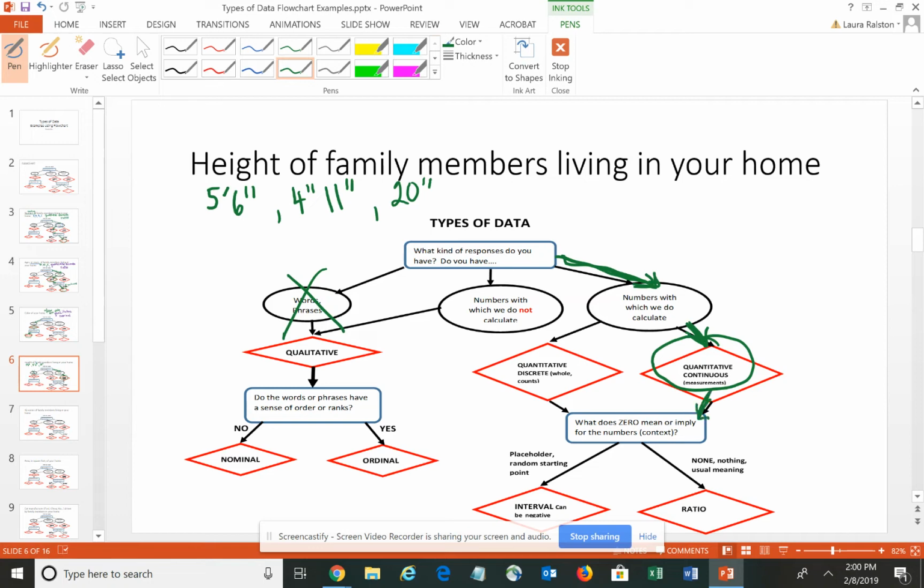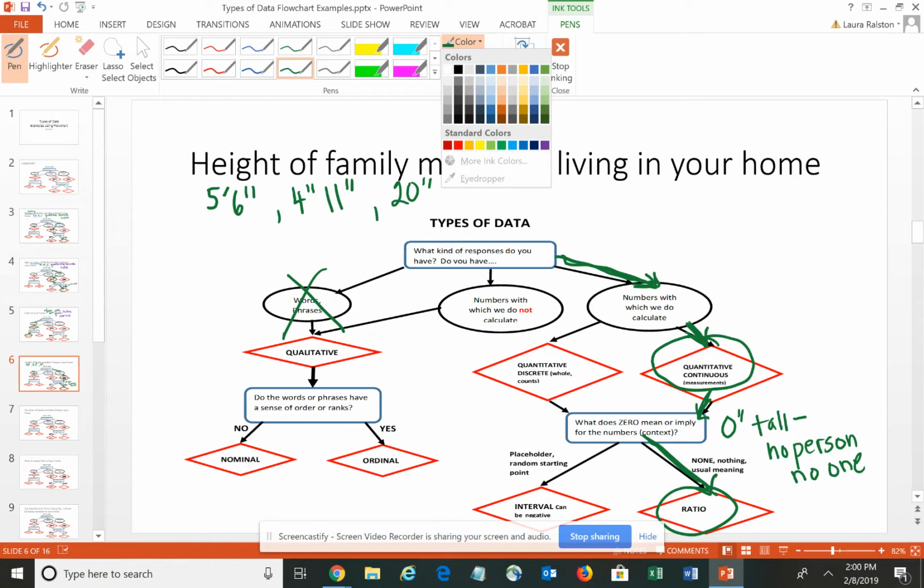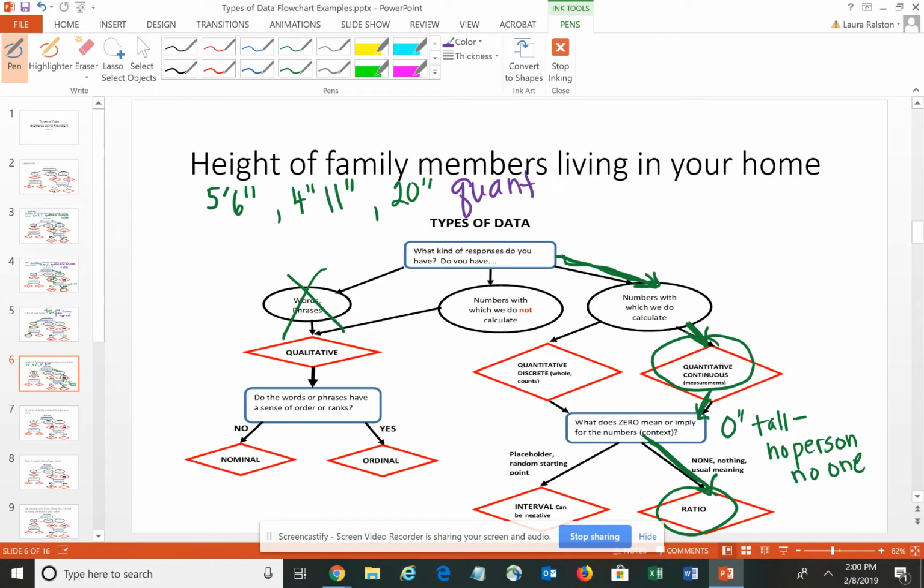So think about it. What would it mean if we said someone was 0 inches tall? Well, if they're 0 inches tall, that means you have no person or no one. So that means none. So you would have ratio. So ultimately, we've decided that the height is quantitative. It's a number. It's continuous because it's a measurement and you can have part of a foot or part of an inch. And it's at the ratio level.